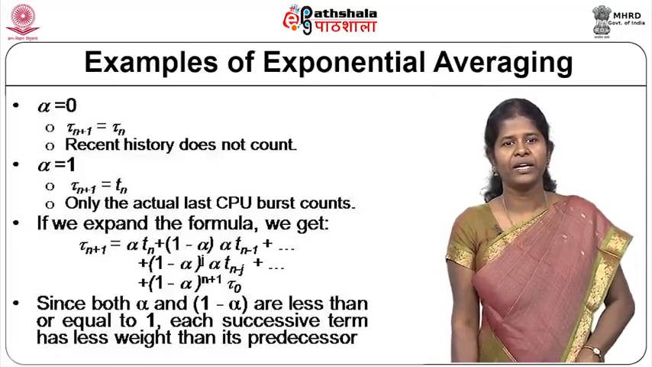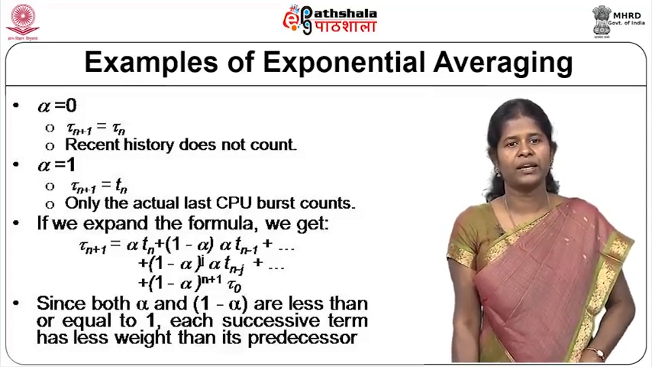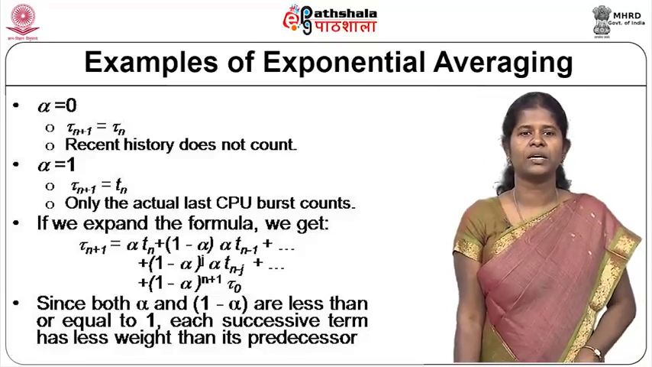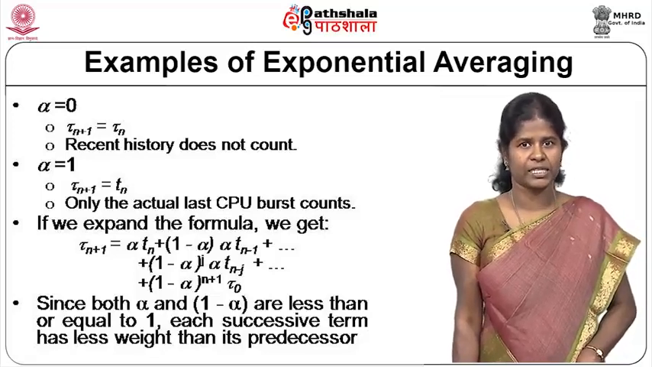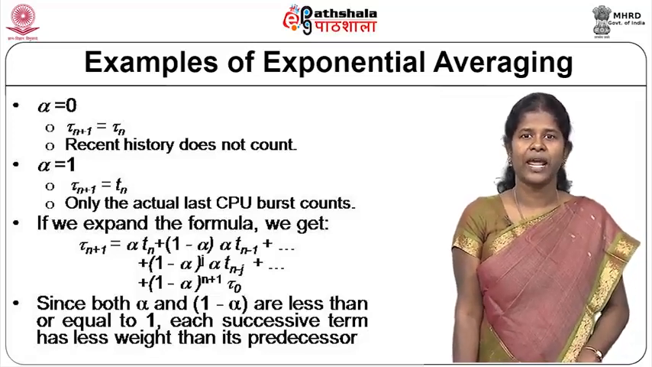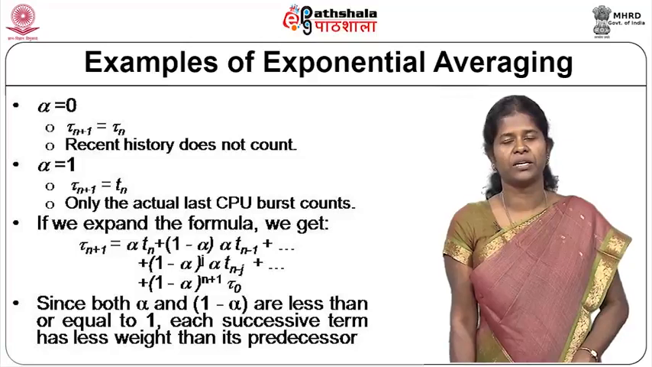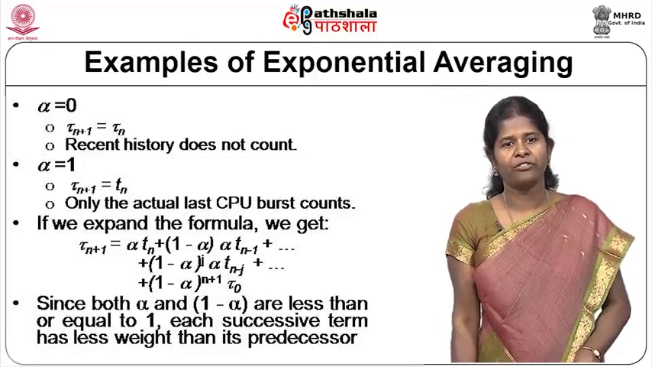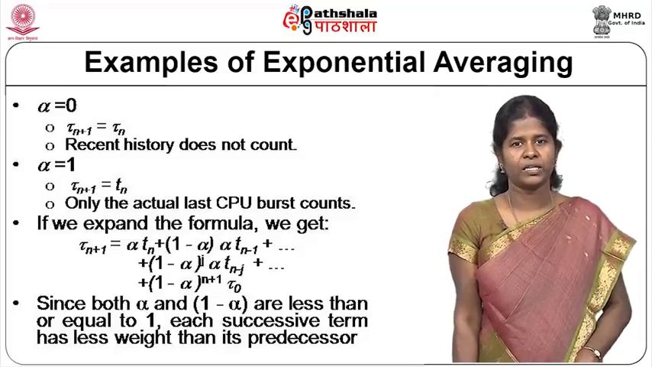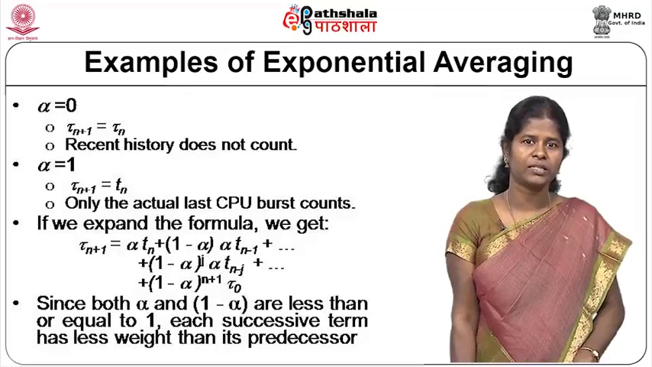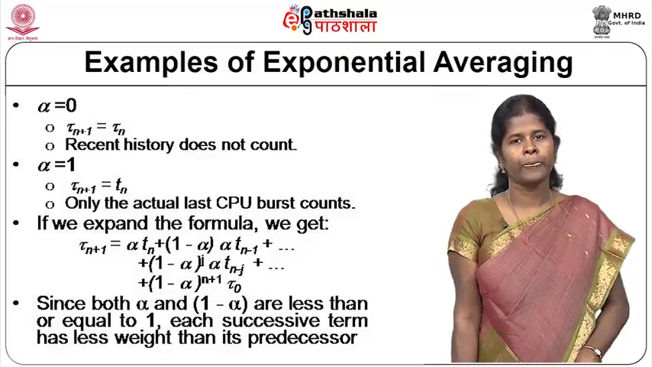So, if alpha is taken as 0 in the previous formula, you get the length of the n plus 1th CPU burst equal to tau n. That is, you do not consider the recent history, the length of Tn, but you consider the length of the previous ones, Tn minus 1, Tn minus 2, and so on. And if alpha is taken as 1, then tau n plus 1 will be equal to Tn. That is, you only consider the length of the just completed CPU burst, the last CPU burst. You do not consider the other CPU bursts.